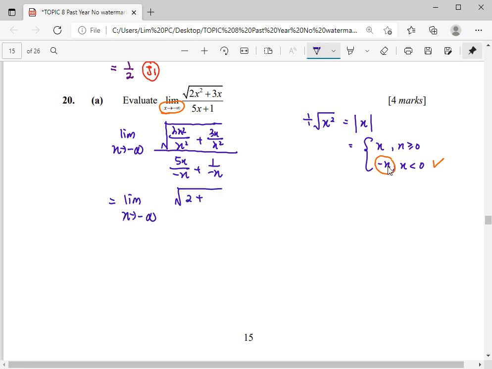So this is the surd of 2 minus 3 over x, over negative 5 minus 1 over x. Then substitute x equals infinity. We notice that 3 over infinity is 0, and 1 over infinity is 0. So we get the surd of 2 over negative 5.